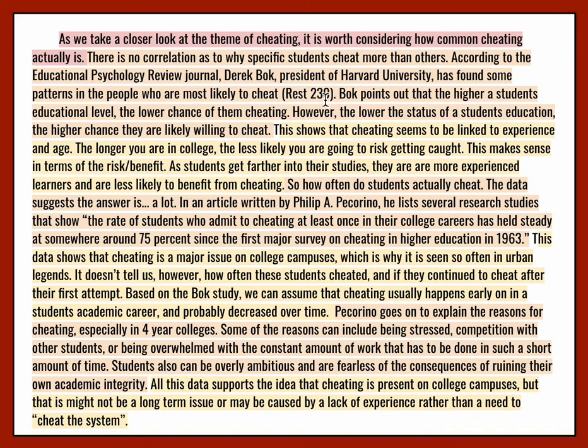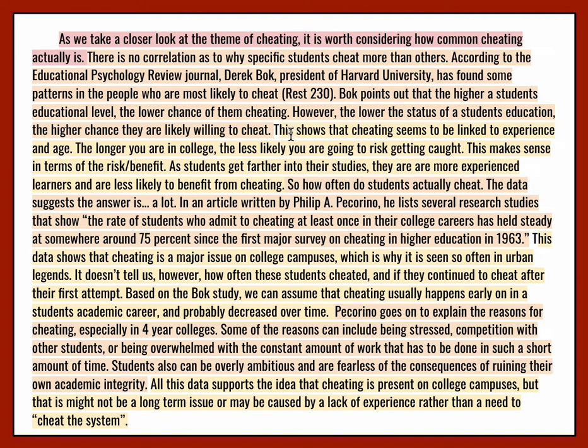Again, I have that citation for the secondary article that I had. Bach points out that the higher a student's educational level, the lower chance of them cheating. However, the lower the status of a student's education, the higher chance they are willing to cheat. Okay, so that is my quote. And then next, I'm going to analyze this information. So why does it matter? How can we use this information to understand my research topic more? So if my research topic is how common is cheating, how can this information help us to understand the issue?